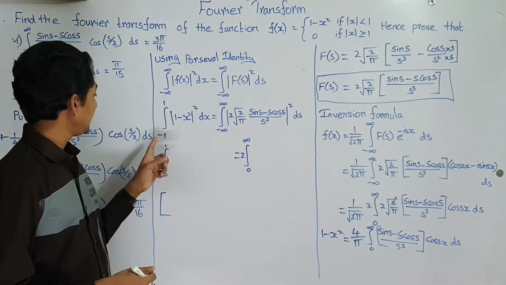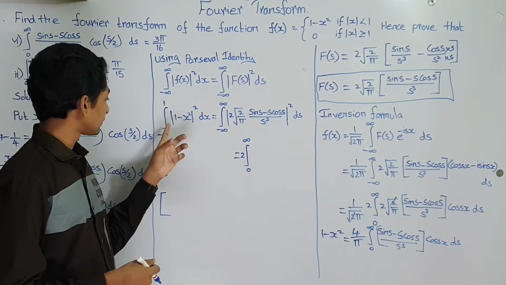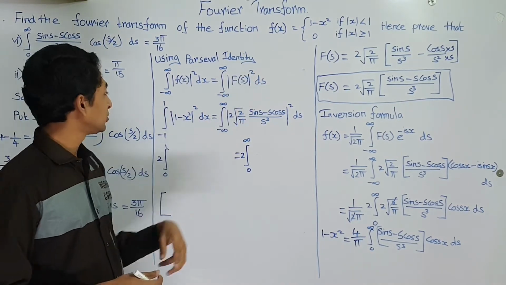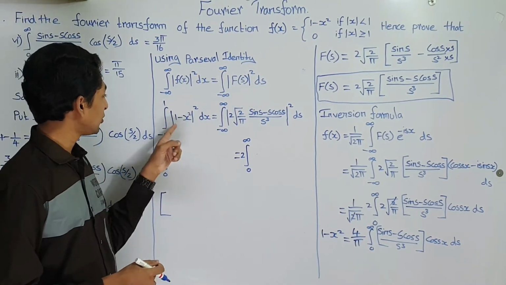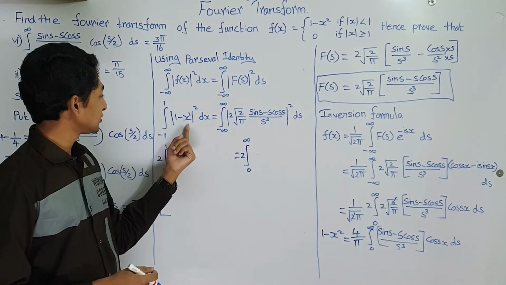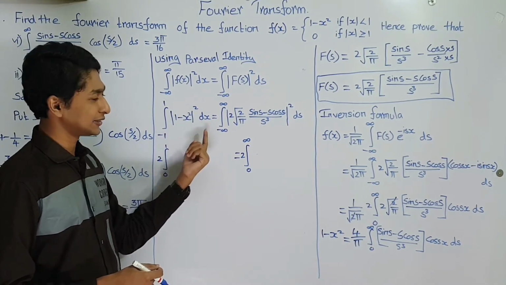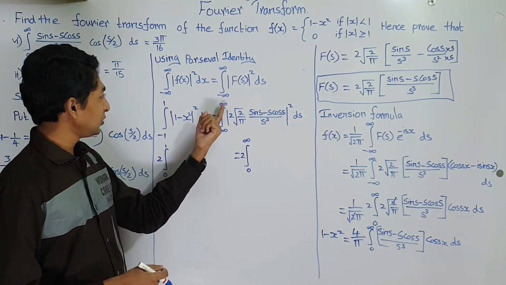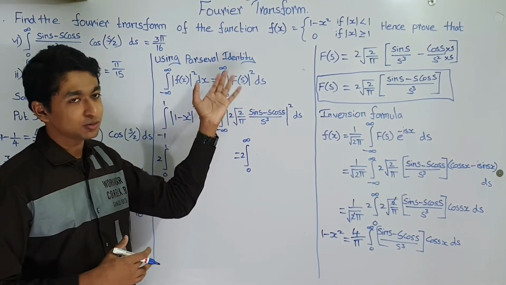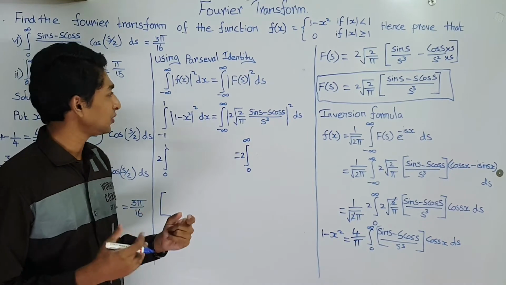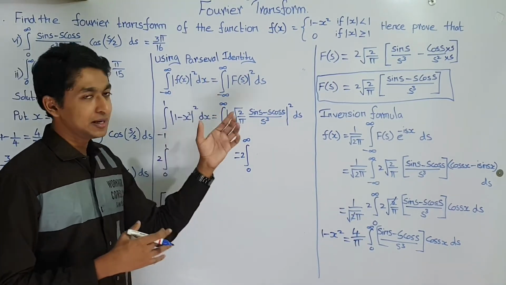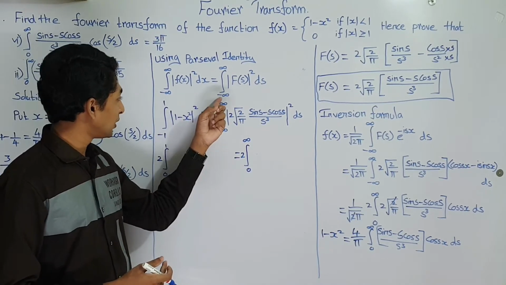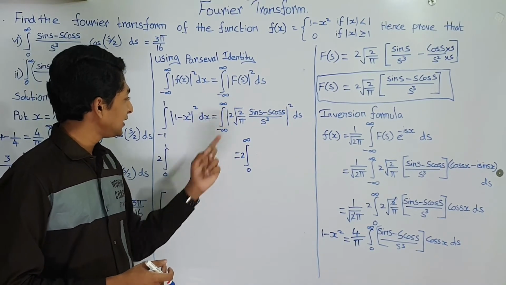So integral minus 1 to 1 modulus of 1 minus x square. So 1 minus x square அங்க கொடுத்திருக்காங்க and இங்க square இருக்கு. So modulus of 1 minus x square the whole square dx is equal to integral minus infinity to infinity. f of s க்வேஷ்சன்ல கொடுக்கல, so அதுக்கு லிமிட் கிடையாது. So நமக்கு ஃபார்முலால இருக்க அதே லிமிட் தான் போட போறோம். So we are going to put the same limit which is available in the formula, so minus infinity to infinity.